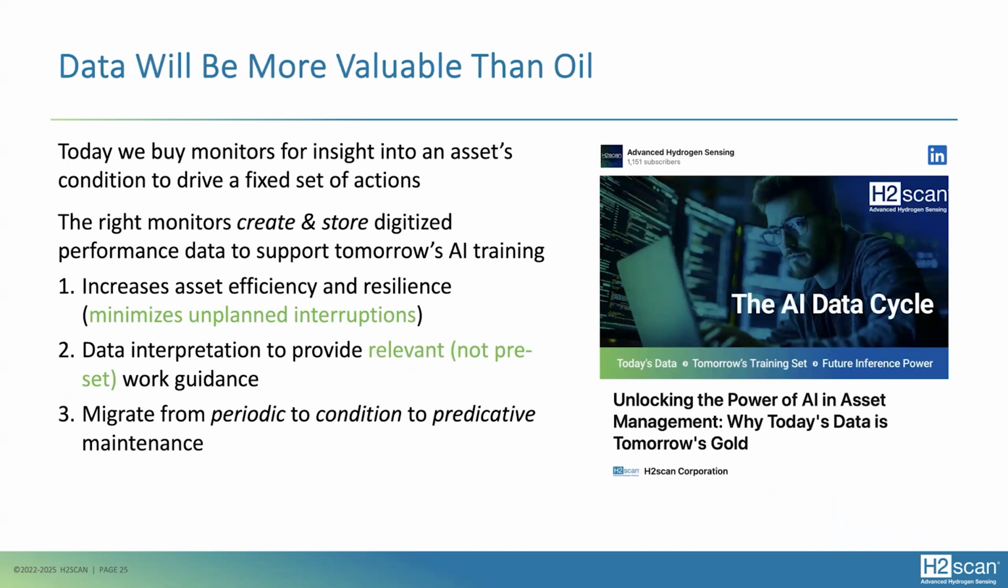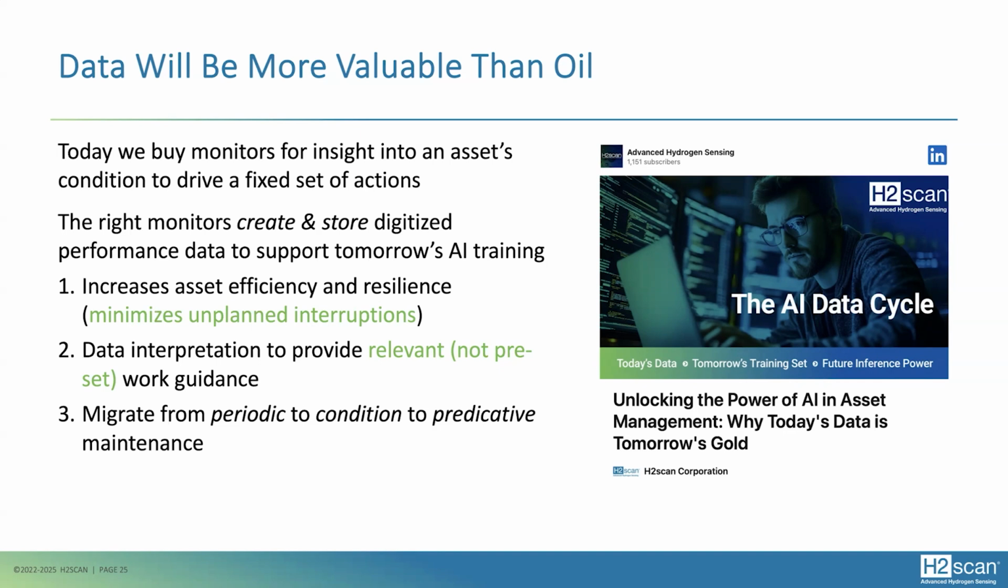Now, I would be remiss if I didn't talk a little bit about why today's data is tomorrow's gold. In fact, one of my team members came up with a term, and I can't let it go: data will be more valuable than oil. I just love it, so I put it in here. Today you're going to buy a monitor to know what's going on in the asset. You want to know about its condition, and getting an alert will drive a fixed set of actions, perhaps something like go get a manual oil sample. But if you're buying the right monitors, you're going to be able to create and store digitized performance data. Remember, transformers are very rarely digitized. And that data is going to support tomorrow's AI training. So you now have these added advantages.